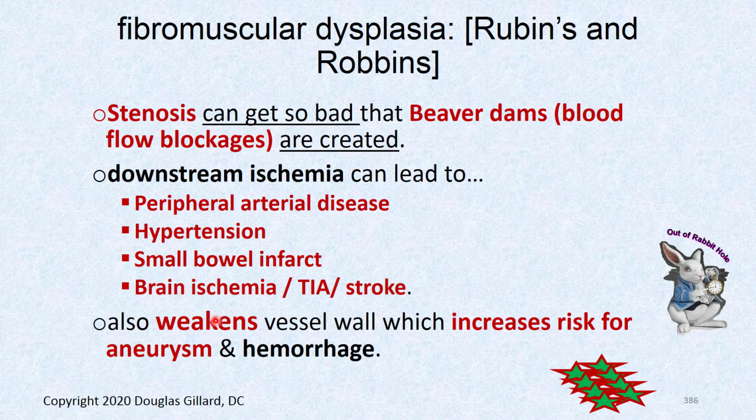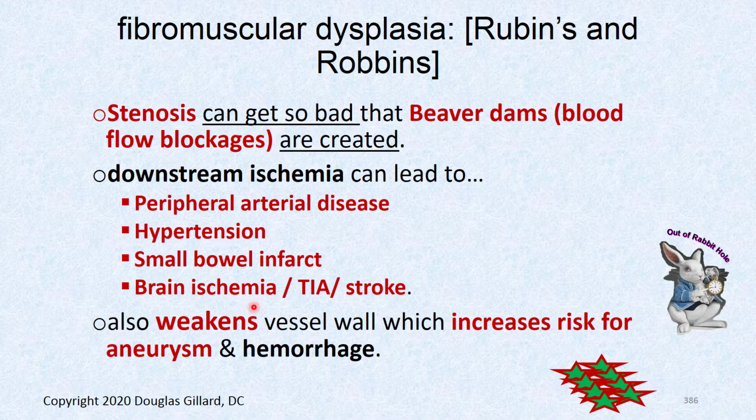Okay, stenosis can get so bad that the beaver dams are created, and it creates PAD, peripheral arterial disease. It can cause hypertension if it does get into the aorta, which it can. It could cause a small bowel infarct if it gets into the superior mesenteric artery, which it does like. Right? Remember all those intestinal arteries? It can cause a beaver dam, and you can get an infarct of the small bowel.